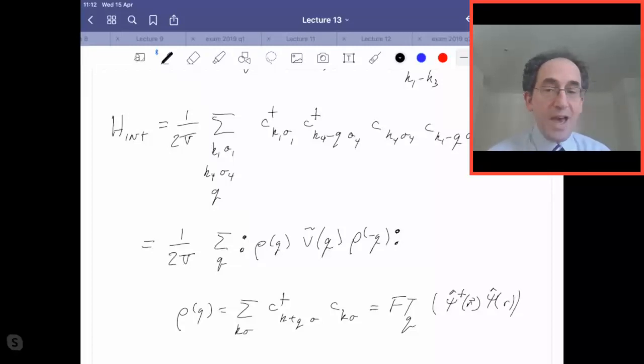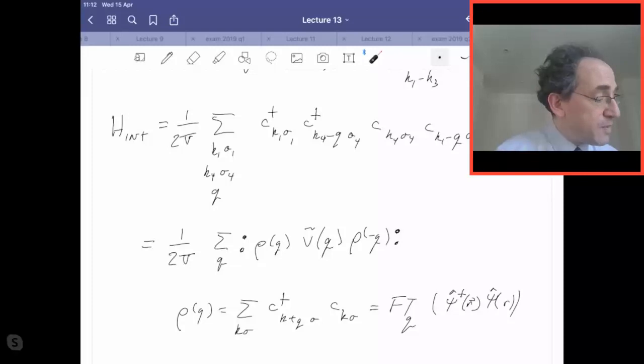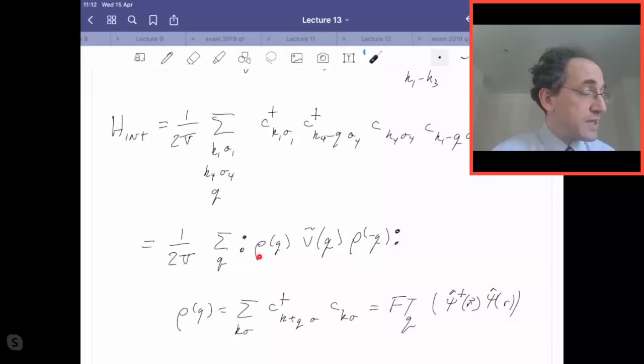If that much isn't obvious to you or doesn't look familiar, it might be worth going through this Fourier transform and convincing yourself that what we've written here is true. It's really just this interaction term: the interaction between a density at one position and a density at another position via the Coulomb interaction, and then you Fourier transform the whole thing such that you can write in K space as a sum over momenta Q.